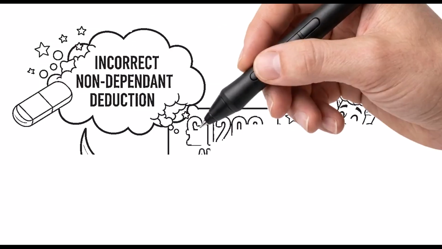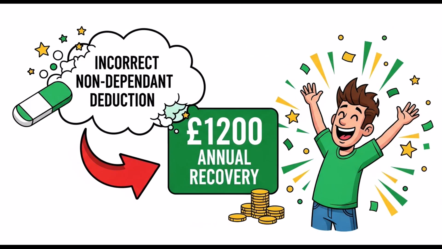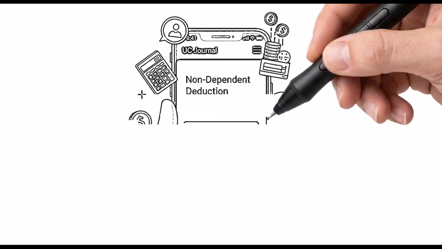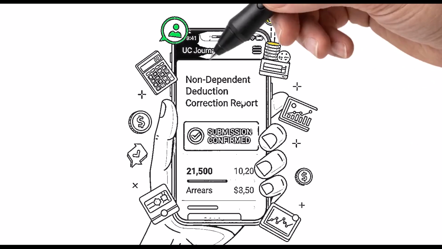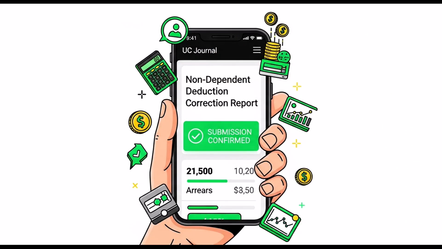If you receive any of those disability benefits yourself, the non-dependent deduction should not be applied to your claim regardless of who lives in your home right now. Check your UC statement or Housing Benefit Award letter right now for any non-dependent deduction entry and verify whether the exemption rules actually apply to your situation.